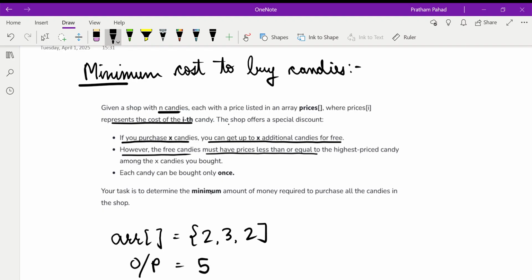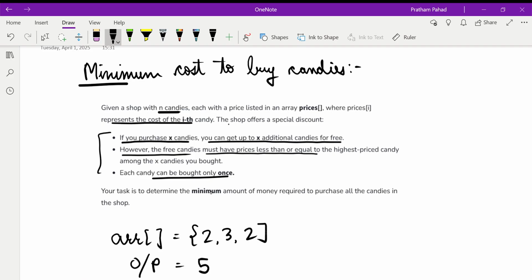So what these three important points are saying is that if we purchase some X candies, we can get additional X candies for free. For example, let's say you bought 3 candies, so you can get additional 3 candies for free. Let's say you bought 10 candies, so you can get additional 10 candies for free. And the additional candies which we are getting, that price should be less than or equal to the highest price candy we bought. Okay, and each candy can be bought only once. Our task is to determine the minimum amount of money to purchase all the candies in the shop. So the main thing is that we have to purchase all the candies.